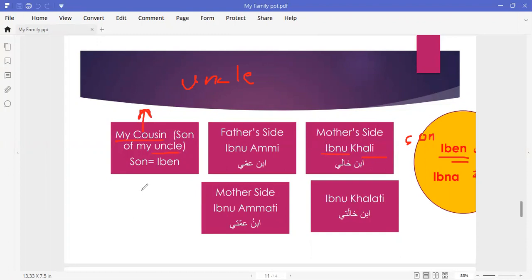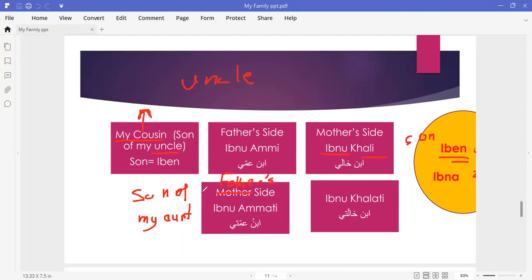Let's talk about the son of my aunt. Okay, son of my aunt. But the son of my aunt is now from the father's side. Father's side.